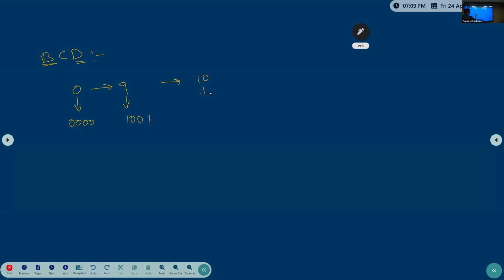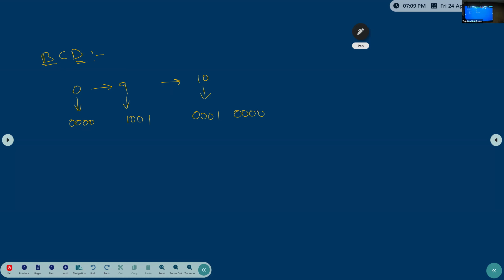1 0 1 0? No. BCD, binary coded decimal. Then how will it be represented? 1010, sir? That will not work. That is hexadecimal. 1010 is hexadecimal. Getting it? That is not binary coded. It is 0001 0000. This is BCD.